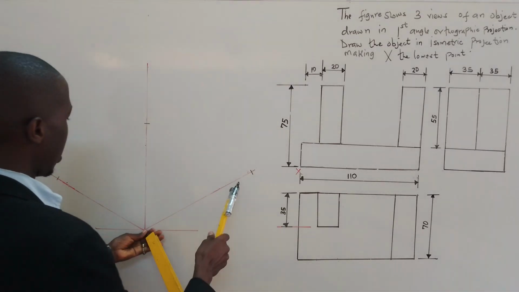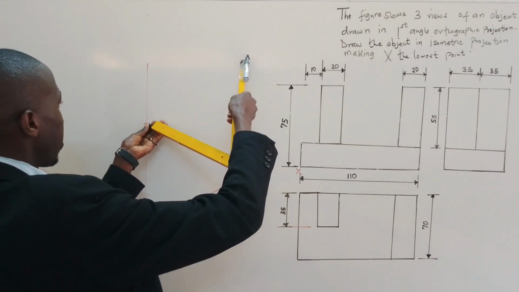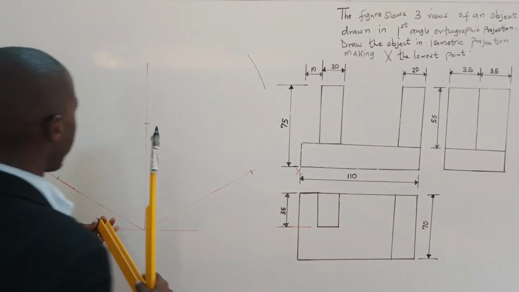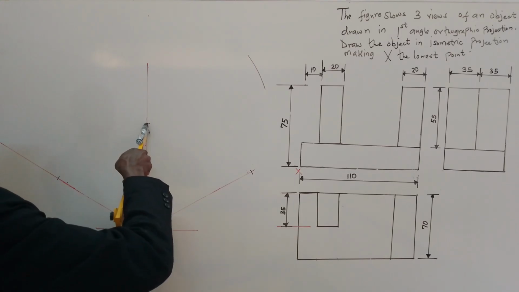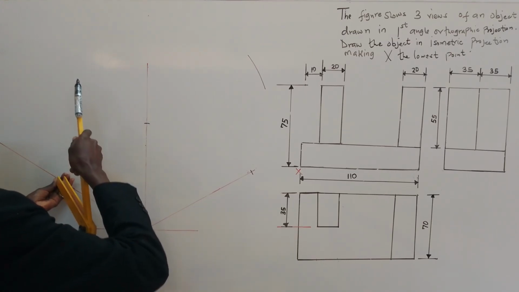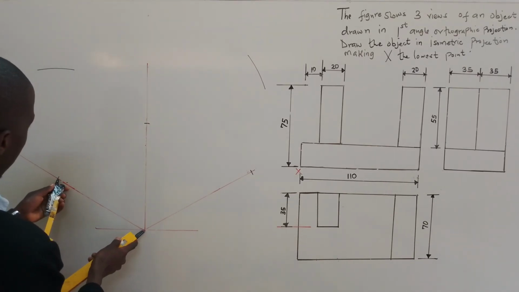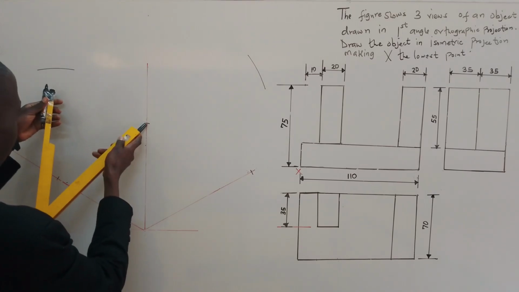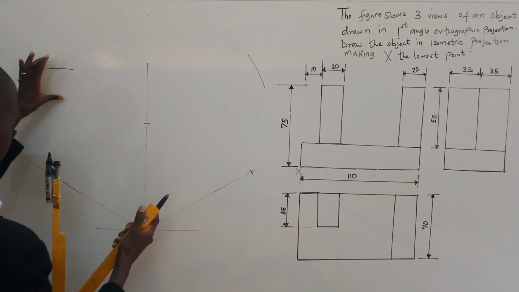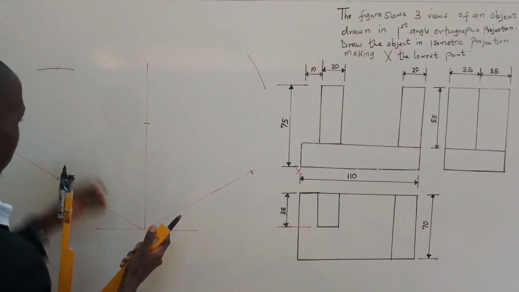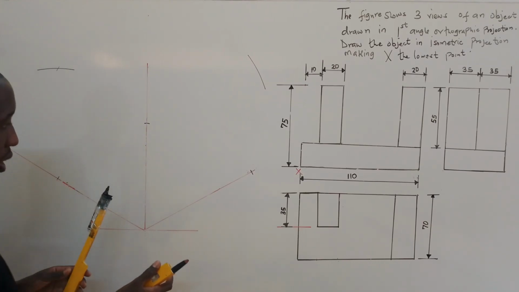So maybe I'll mark this. I'll take this and mark here. Then I will mark the height, pick the height and mark there. Then I want to cut that arc so that I get my point. So just pick the length, then you mark on that height. So the height is 75, the length of this end elevation is 70. Then I've gotten that point.